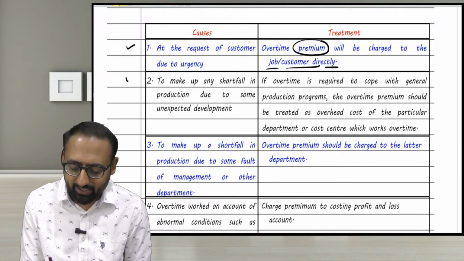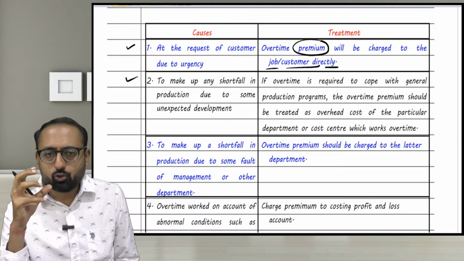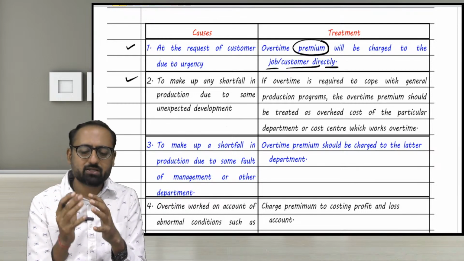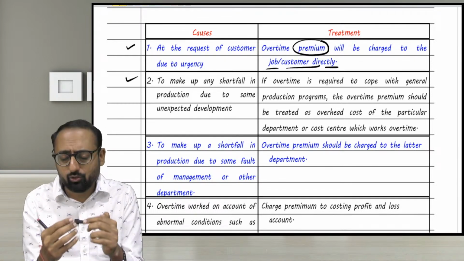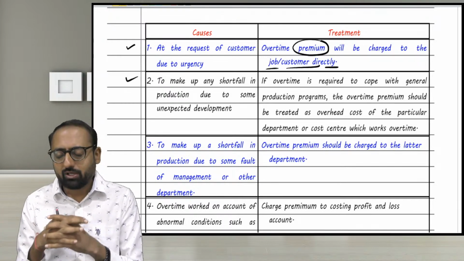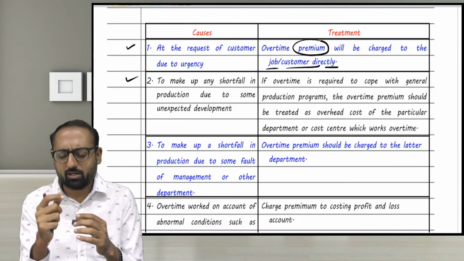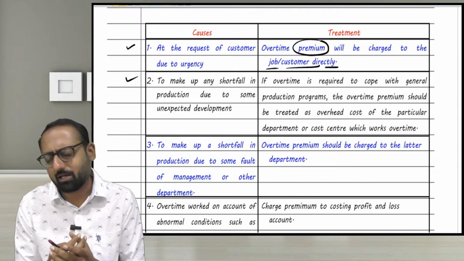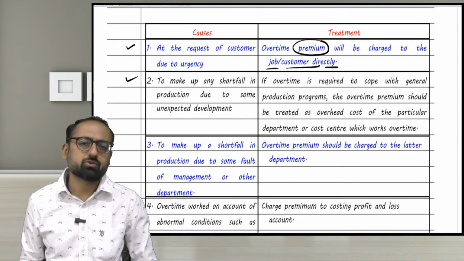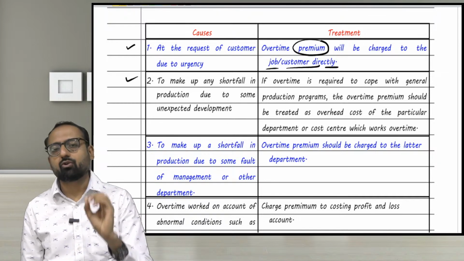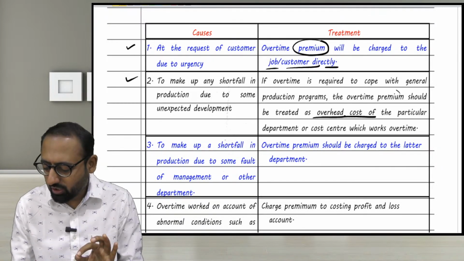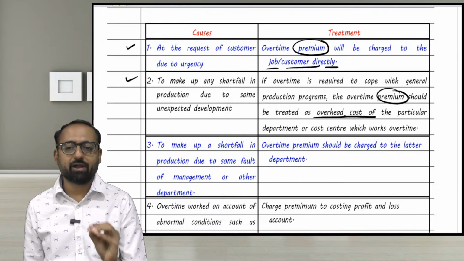Now let's go to the second. If the overtime is done to make up a normal shortfall in production, if your production is not as per your schedule, you are behind your production schedule, because of a normal reason or a sudden increase in demand, to cope with this you are working overtime. In such a situation, the overtime premium will be transferred to factory overhead. I'm just talking about the premium.